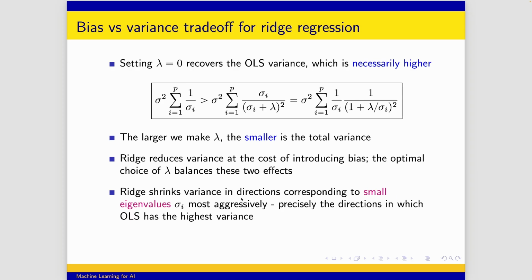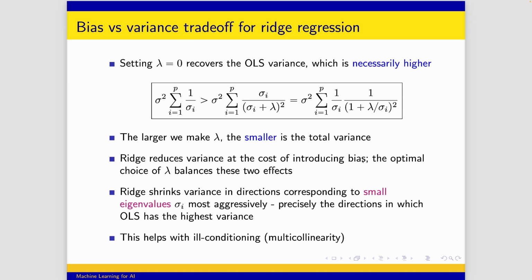So ridge shrinks variance in directions corresponding to small eigenvalue sigma I. Why is that? Well, let's see what it's shrinking it by. It's shrinking it by this factor here. So each 1 over sigma I gets shrunk by this factor. The smaller is sigma I, the bigger will be this factor, 1 over 1 plus lambda over sigma I. So it will shrink more aggressively those directions in which sigma I is the smallest. Right? And these are precisely the directions in which ordinary least squares will have the highest variance.